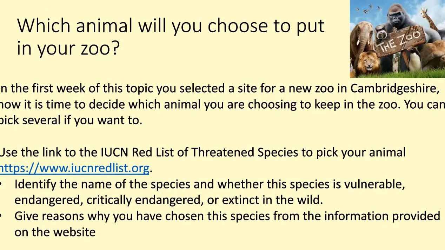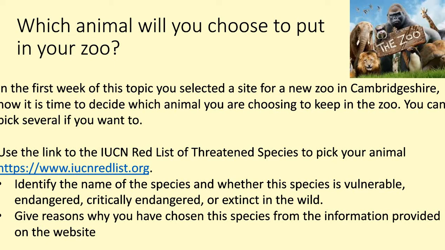And then we're looking at referring back to the work that we did in the first week. So on the first week, the topic, you were asked to select a site for a new zoo in Cambridgeshire. And it's now time to decide which animal you choose to add to your zoo. Okay, you can pick several, but we want to have at least one.